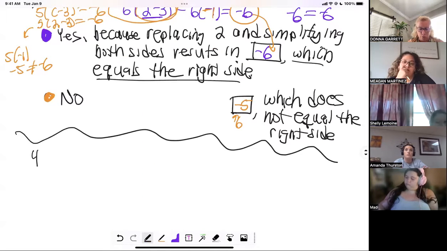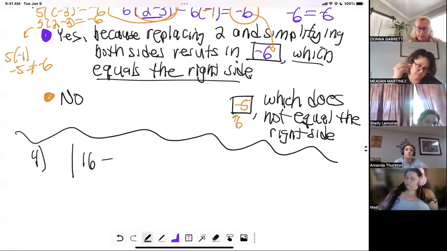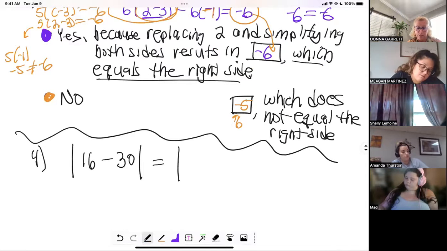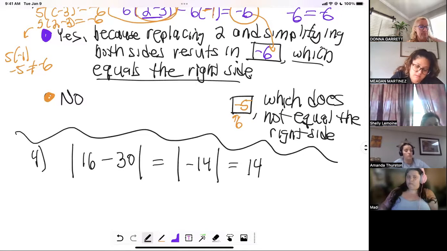Just a reminder, if you have something like 16 minus 30, this means 30 minus 16 is 14, but the 30 is negative, so it'd be negative 14. Also a reminder that the absolute value just makes everything positive. You might see a couple absolute values on here.